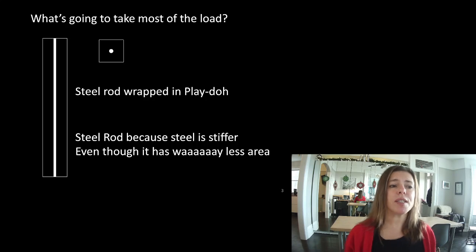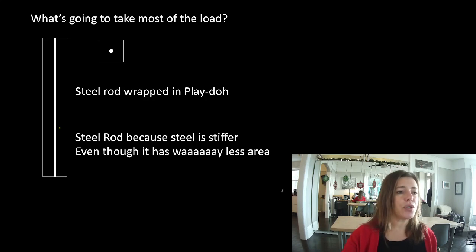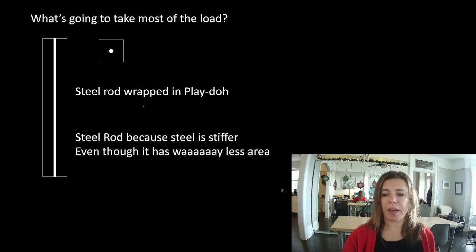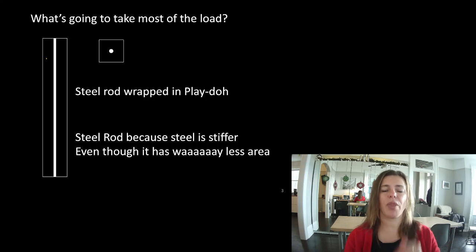So just as a thought exercise, if you stood on top of a column that was a steel rod wrapped in Play-Doh, which one do you think is going to take the majority of the load? Well, you know that the steel rod is going to take almost all of the load. Now, I've drawn this quite tall, which means we know it would buckle. Let's imagine it's a short little thing.